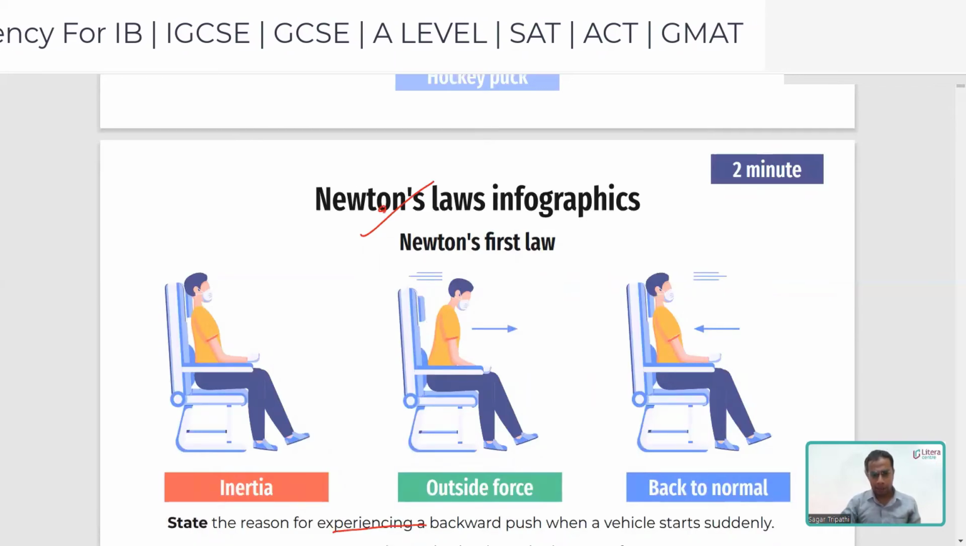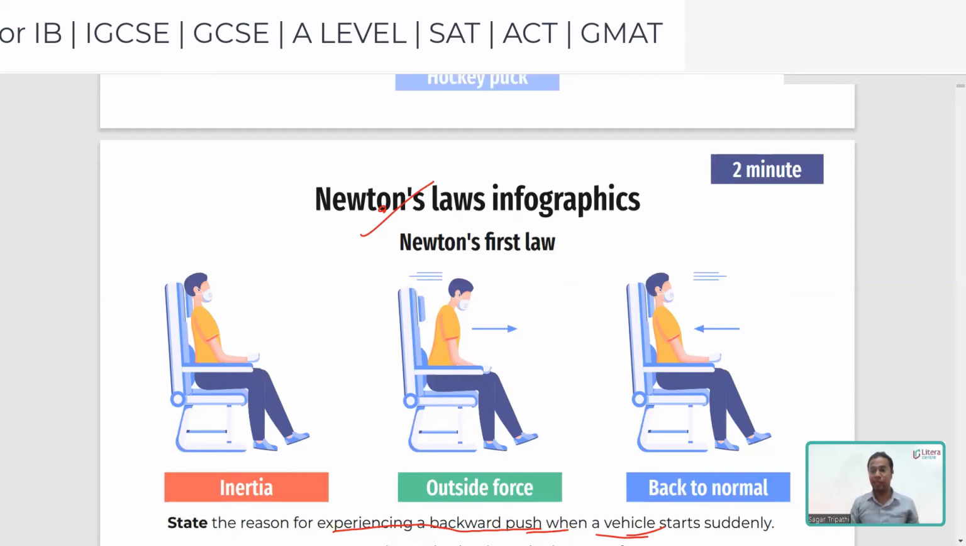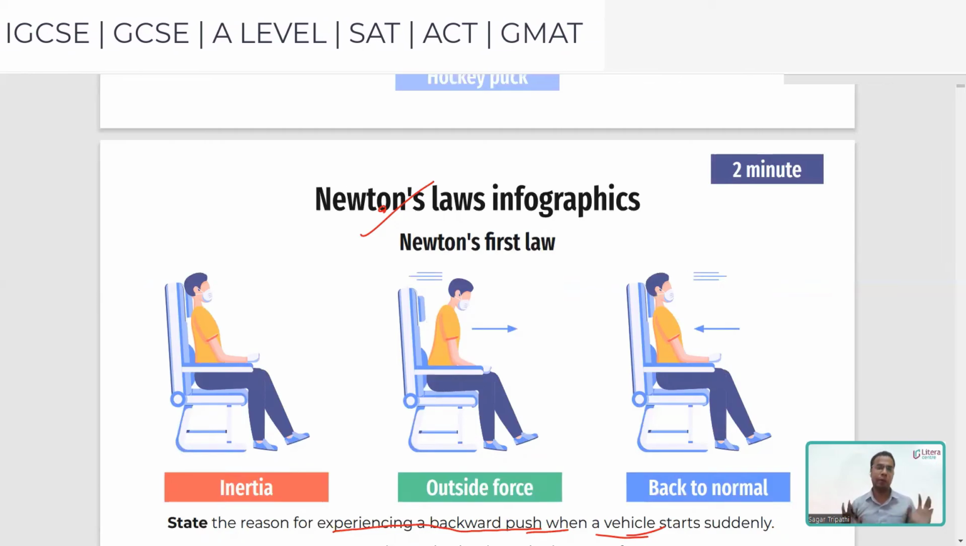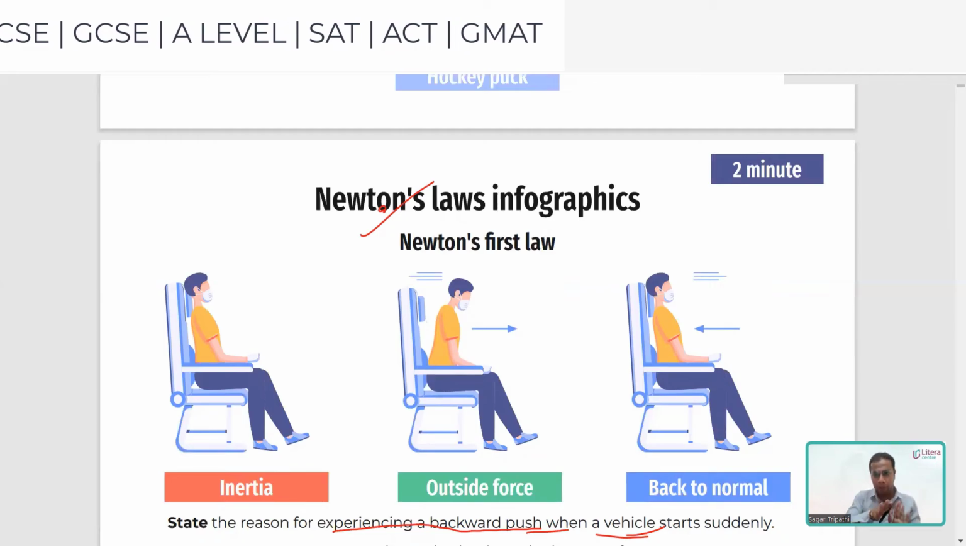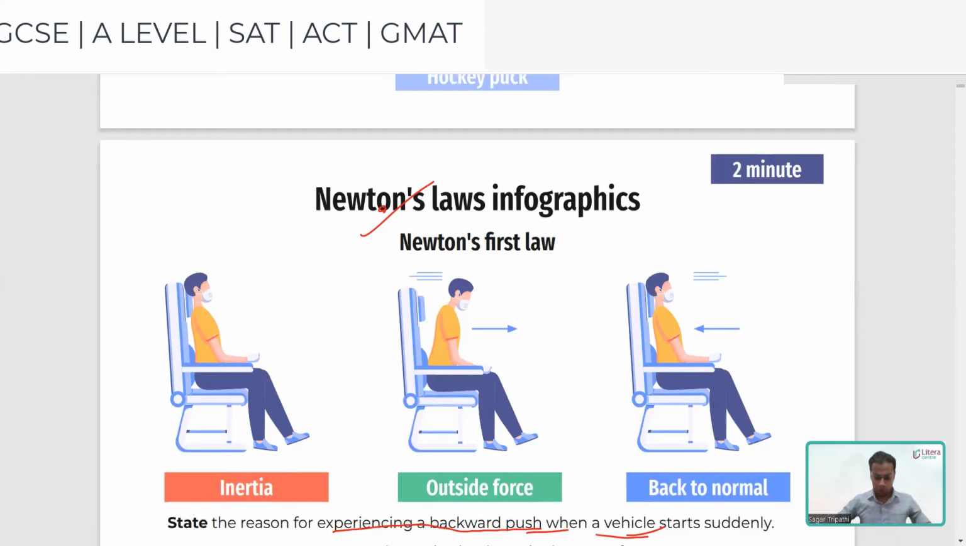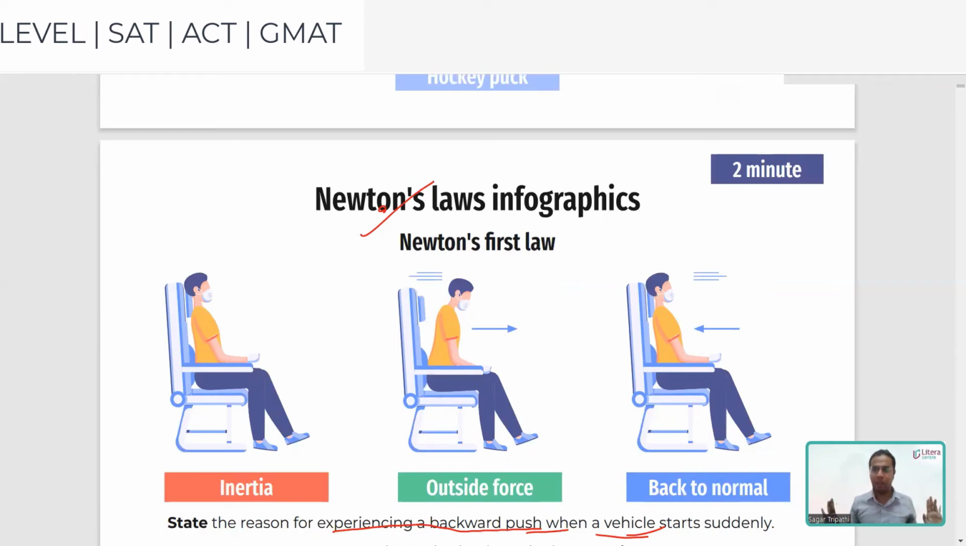State the reason for experiencing a backward push when a vehicle starts suddenly. It starts suddenly means it has not started yet, so the object is stationary, and it will try to stay stationary. But when the vehicle moves, our lower body, which is in contact with the seat, starts to move with the vehicle. But the upper body, which is generally not in contact with the seat, will experience a backward push because it will try to remain stationary.